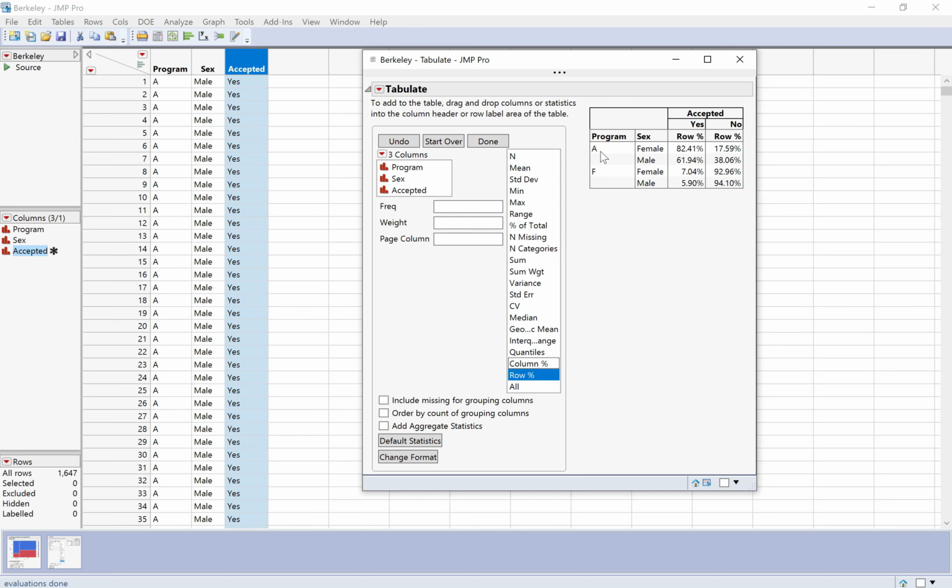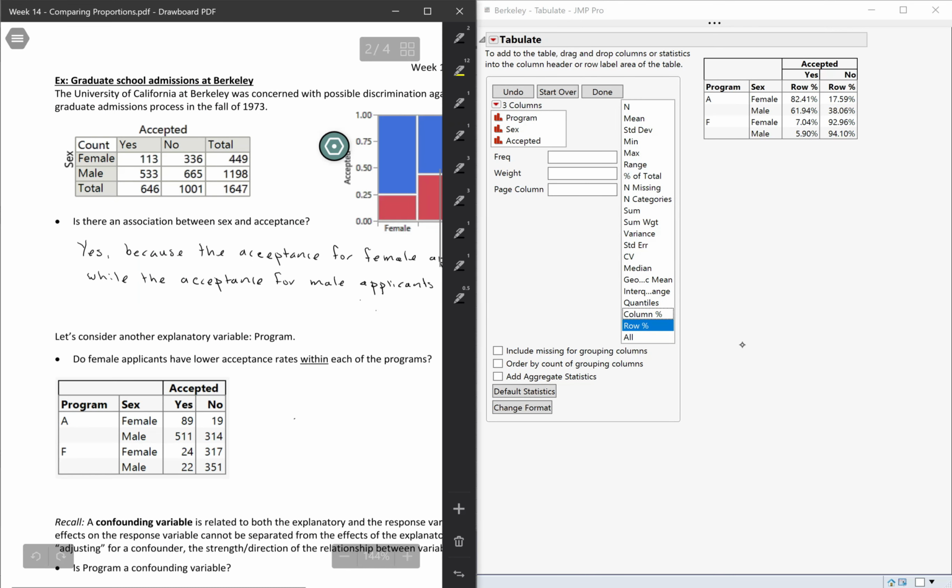So I can see, like for program A, applicants who were female, the acceptance rate was 82.41%, and those who didn't get accepted, 17.59%. So let's go ahead and copy these over. For program A, applicants who were female, 82.41% were accepted. For program A male, 61.94% were accepted. So that's interesting because overall, males were more likely to be accepted, but when we look within program A, we actually see that female students had a higher acceptance rate than male students did.